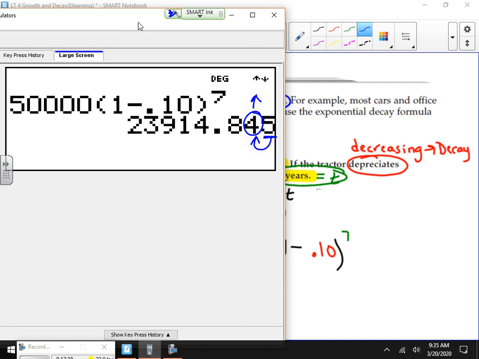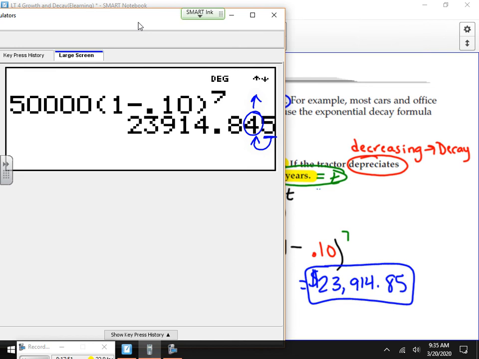Okay, so that's growth and decay. Now that we're done with our notes, what I want you to do is I want you to go and do your homework that is assigned to you today. So go ahead and look on Google Classroom for those problems. Do them on a separate sheet of paper, and then make sure you take a good picture of all the problems and submit it onto Google Classroom.